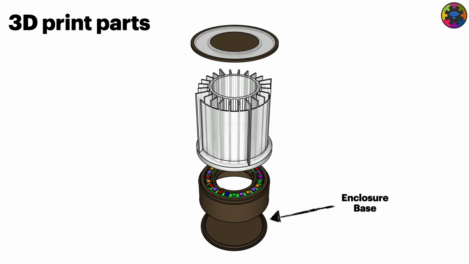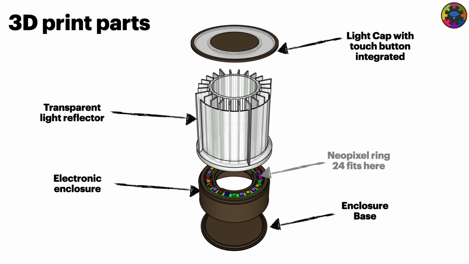that you can find as lamp 3D print files on Thingiverse. It has 4 pieces: enclosure base, electronic enclosure, transparent light reflector, light cap with touch button.